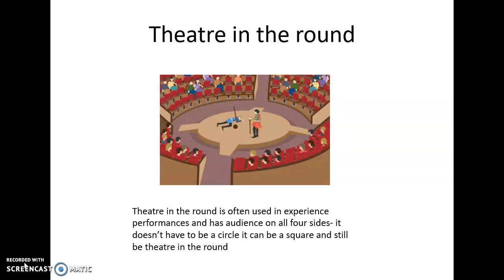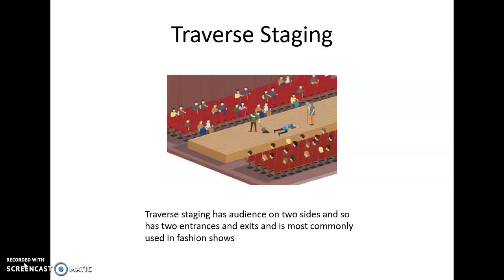Okay, second type of staging is theatre in the round. Theatre in the round is used for experiential performances. Theatre in the round is defined as a staging that has audience on all four sides of it. So this does not actually have to be round. Theatre in the round is a term. It can be a square stage, it can be a rectangular stage, but it has audience all around the stage. That's why it's called theatre in the round.